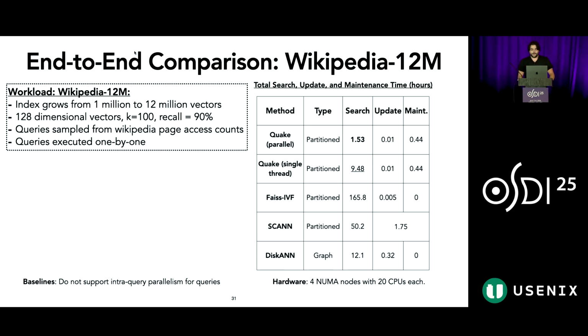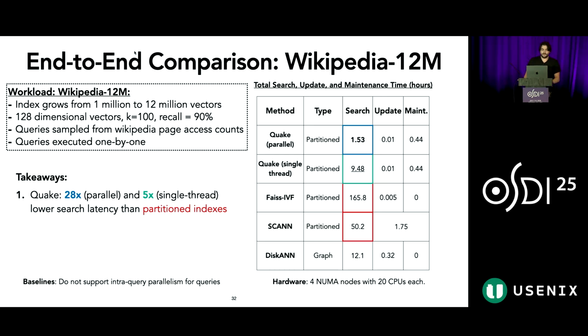So we compared Quake in two configurations, a parallel configuration where we use intra-query parallelism, and a single-threaded configuration for fairness with the baselines, since the baselines do not support intra-query parallelism. We're comparing against Faiss IVF, which does no maintenance, as we discussed before, ScaNN, which does splitting and merging, and DiskANN, which is a state-of-the-art graph index. We're looking at search, update, and maintenance time, the total times in hours for this workload.